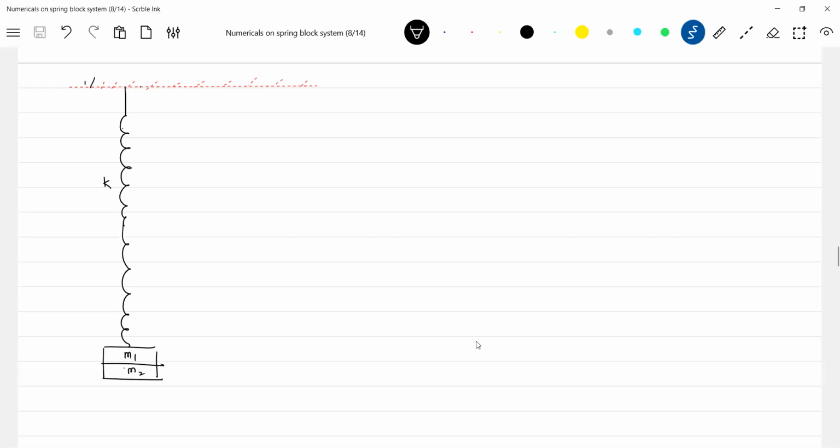So what is my question? If a mass is added or removed, here I'm going to remove this one. So block M2 is suddenly removed. Then what is the amplitude of oscillation? Then what is the new time period?